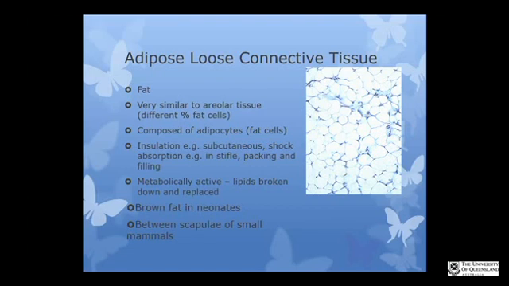Now, in adults, we have a lot of white fat, and in newborns, they have a lot of brown fat. Now, brown fat produces more energy than white fat. So it's more metabolically active than the white fat that we have, and we lose it as we get older.